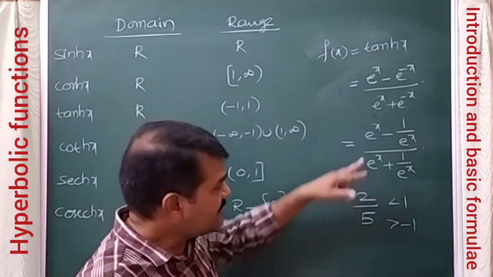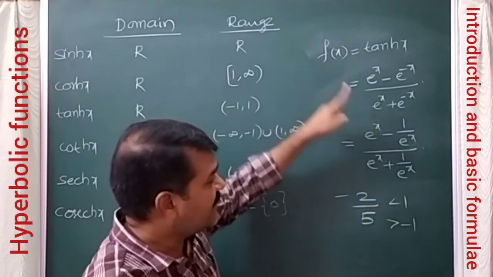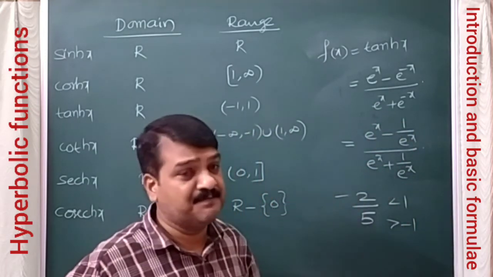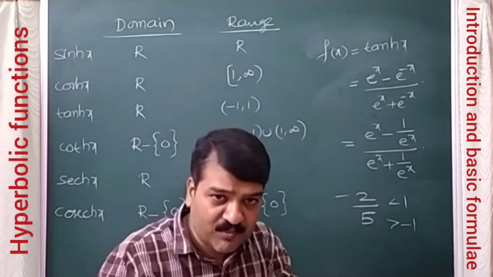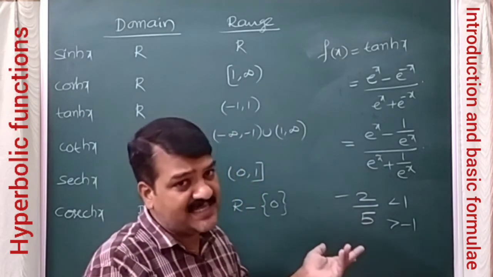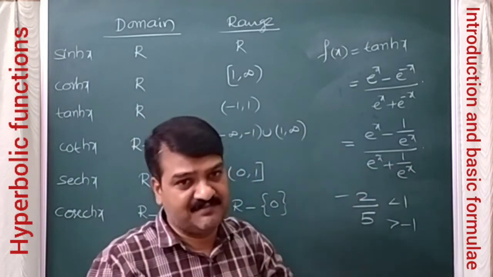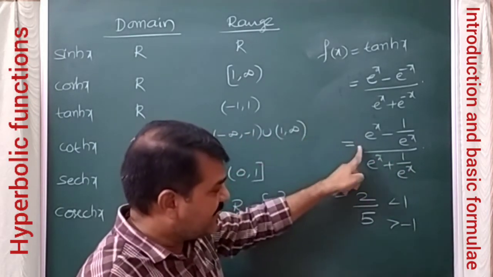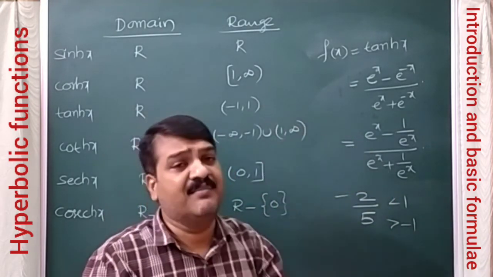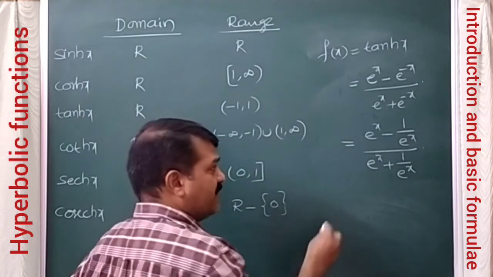That means since the numerator is always less than the denominator, f of x values or function values always fluctuate between minus 1 and 1. The function value cannot be more than 1, that is, it will be definitely less than 1, and the function value cannot be less than minus 1 also. That means the function values will fluctuate between minus 1 and 1. And f of x exactly 1 is also not possible, because the numerator can never be equal to the denominator. I will show you.